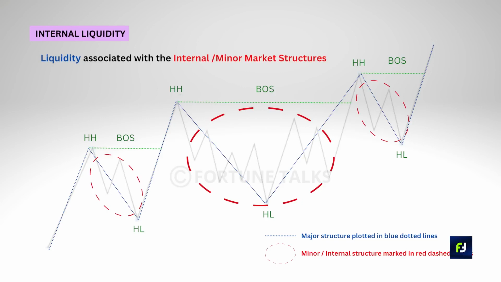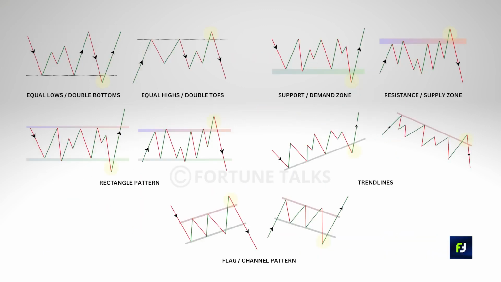So you can anticipate a lot of retail stop losses and limit orders at or near these minor swing structures. In the screen, you can see a few structures. These are all common areas where you can spot internal liquidity. We will first understand each one of them and then take a few examples from real charts.